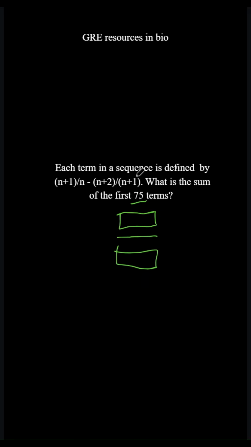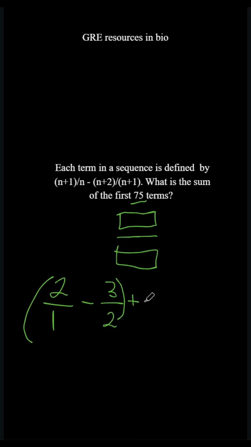Each term in the sequence is defined by n plus 1 over n minus n plus 2 over n plus 1. So the first term in this sequence is just 1 plus 1 over 1, so 2 over 1, minus 1 plus 2 over 2. This is the entire first term in the sequence.